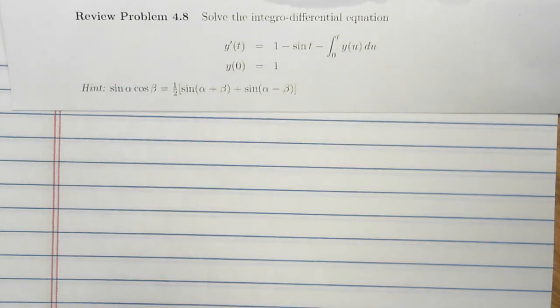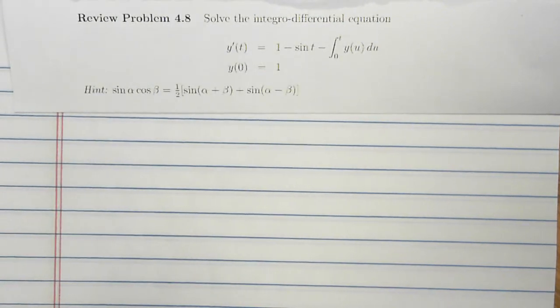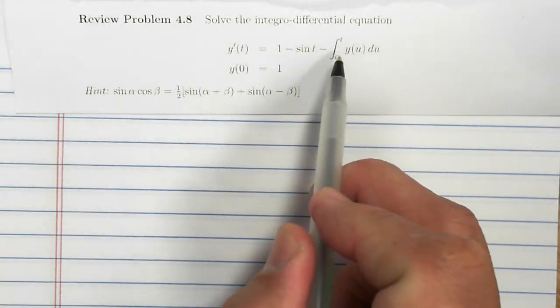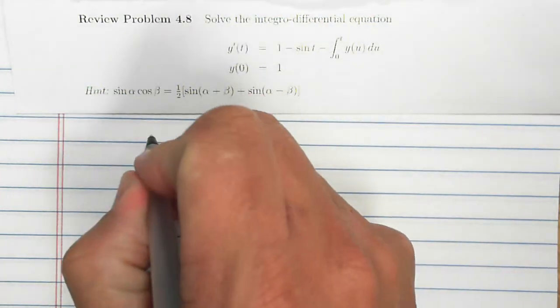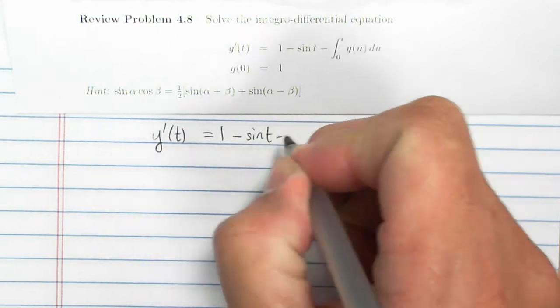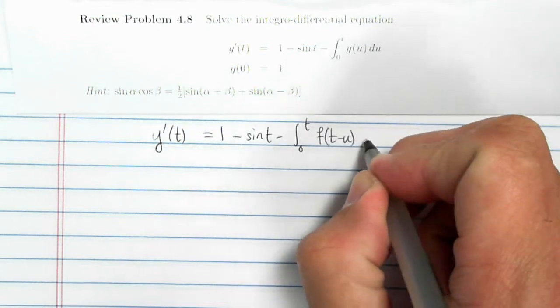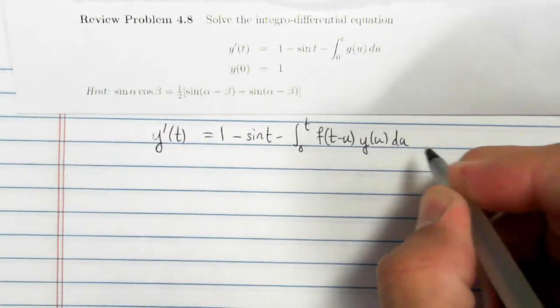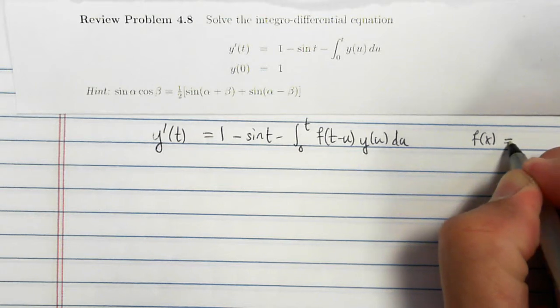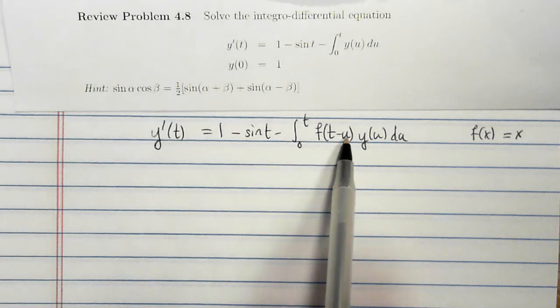In this problem, we will consider the solution of this integral differential equation, where I have both an integral and a derivative in my equation for y. So to do this, we will note that the integral here is actually a convolution integral in disguise. Y prime of t is equal to 1 minus sine of t minus the integral from 0 to t of f of t minus u times y of u du, where the function f is just simply the identity function, f of x equals x. So I'm just multiplying by 1 in here.